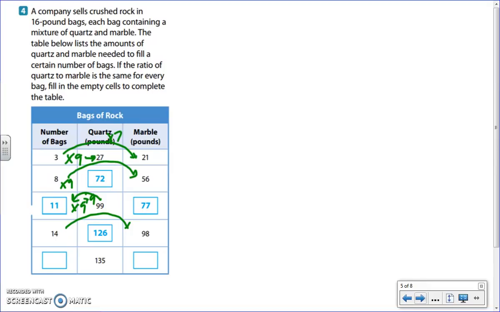Again, with 135, I'm trying to find the number of bags. I could go backwards and divide by 9, or I could think, okay, what number multiplied by 9 equals 135? You might not know that number. If I do 135 divided by 9, I can figure out exactly what that number should be. I bet you it says 15. Yes. And then 15 times 7 would be 105. Okay, so that's just identifying a pattern. Almost always going to be multiplication or division for those.